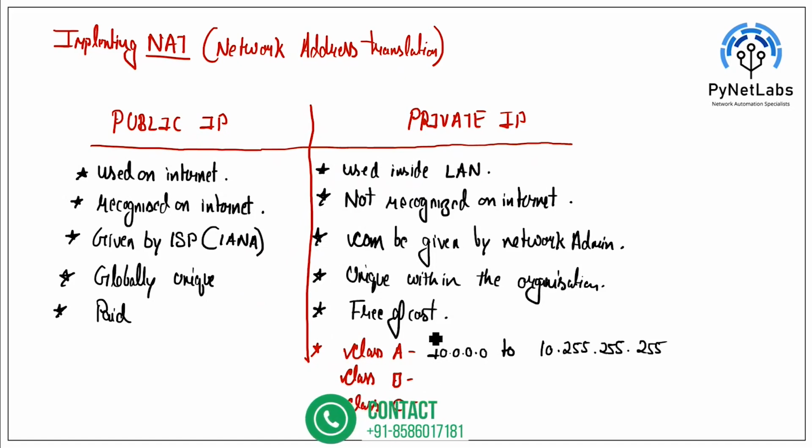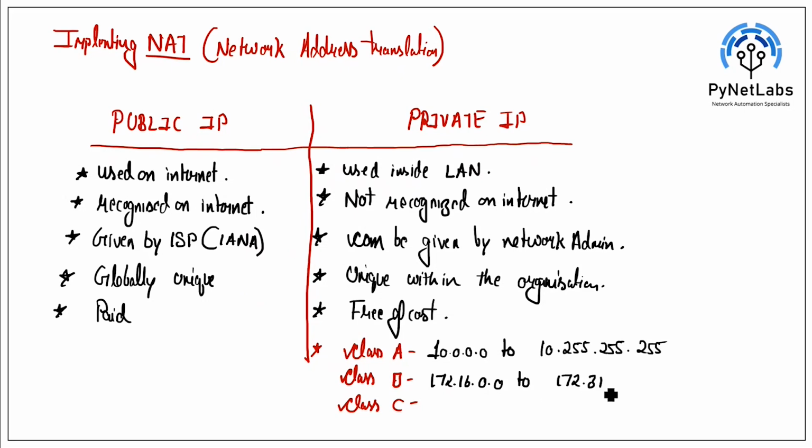If you are going to use class B addresses, you use 172.16.0.0 to 172.31.255.255. This is the range you are going to use in class B. And when it comes to class C, you are going to use 192.168.0.0 to 192.168.255.255. So this is basically the range which you are going to use in your private IPs.